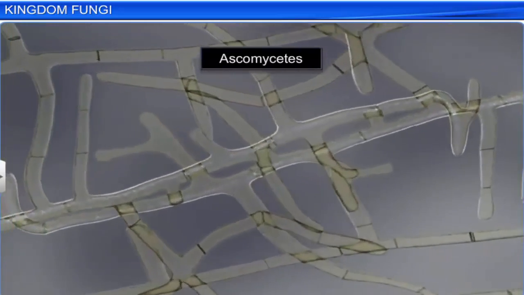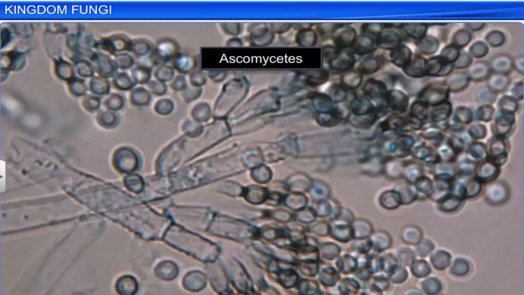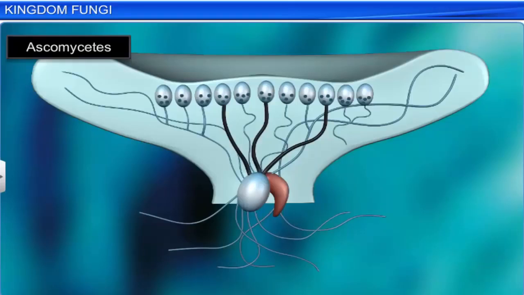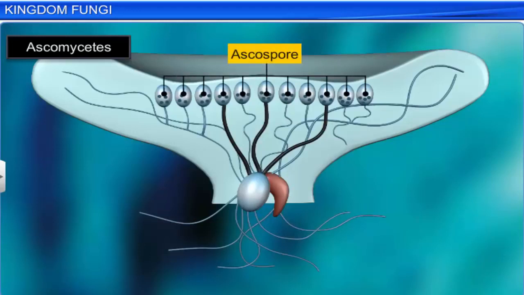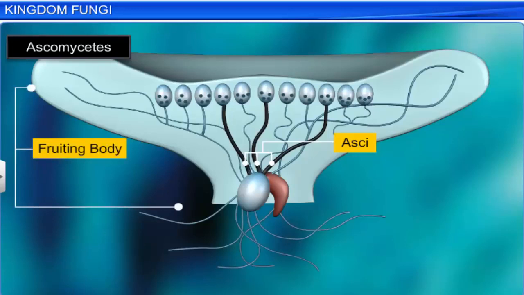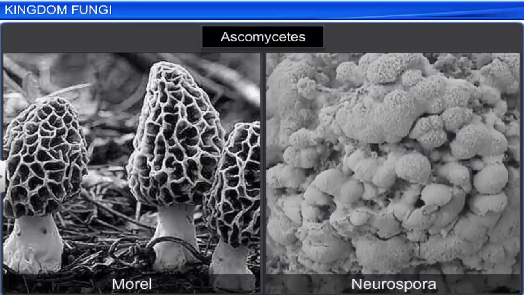Ascomycetes have branched and septate mycelium. They reproduce asexually by spores called conidia that are produced exogenously on the special mycelium called conidiophores. Sexually, they reproduce through spores called ascospores that are produced endogenously in sac-like asci. The asci, in turn, are arranged in fruiting bodies called ascocarps. Some members of Ascomycetes, like morels, are edible, while others, like Neurospora, are used in biochemical studies.